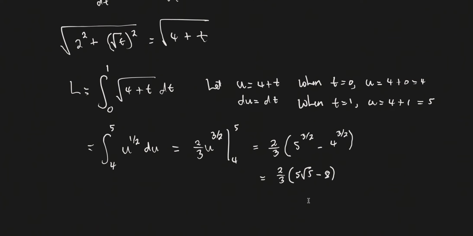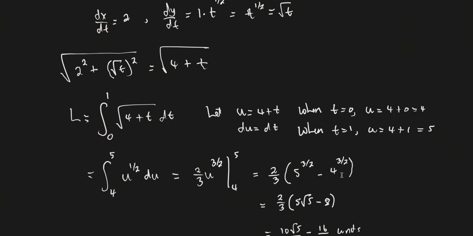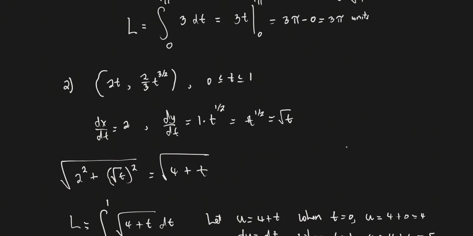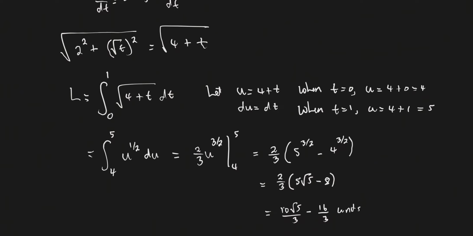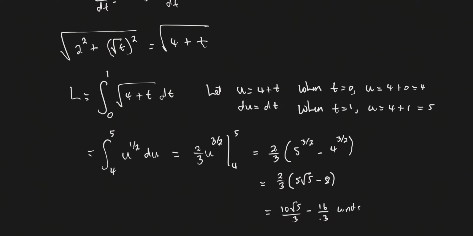Apart from getting some decimal approximation, which I'm not going to worry about right now, you can distribute the 2/3, and you will have 10 root 5 over 3 minus 16 over 3, and then this would be units. I just realized that in our first example, oh yeah, I did write units. There we go. So that's the length of our half circle, 3 pi units. And here is the length of this curve that I don't even know how to describe, but it's some nice differentiable curve. And here is its length.